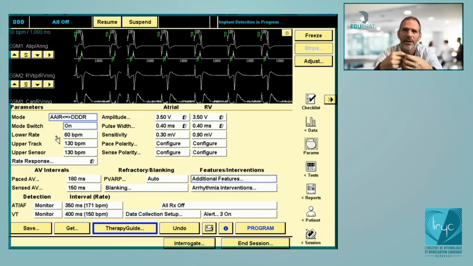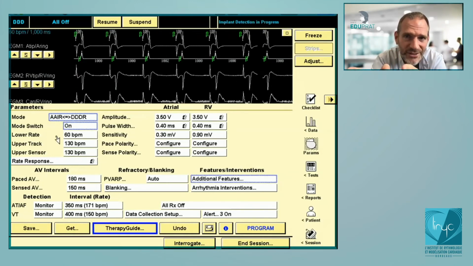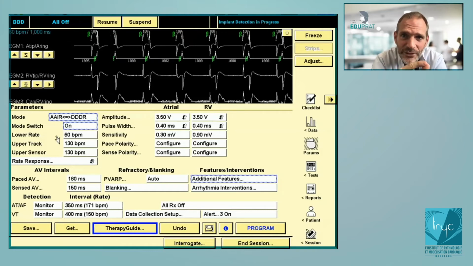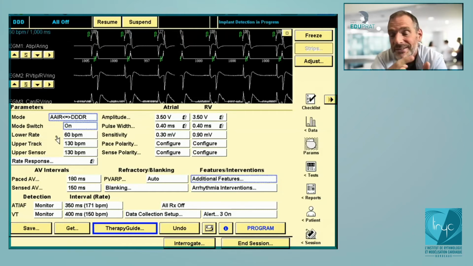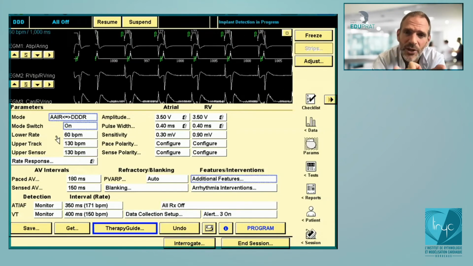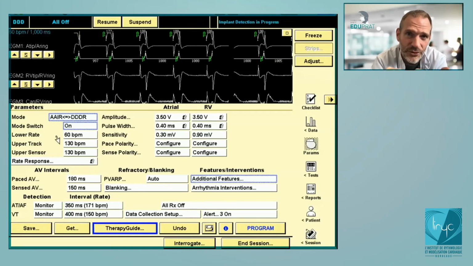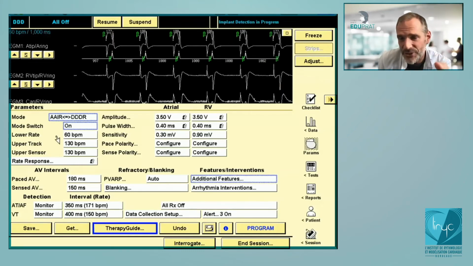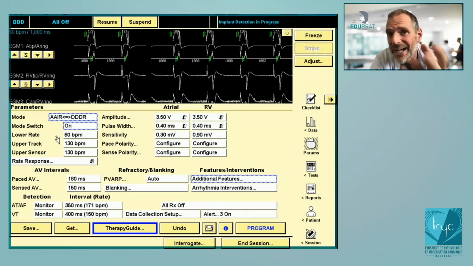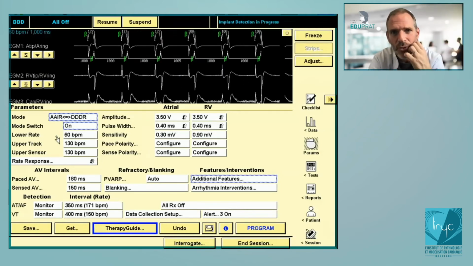Because if you are to have a problem of 2-to-1 block during exercise, you need to be fast at the level of the atrium, which is not the case in patients with sinus node dysfunction, and you need to have AV block, which is not the case either for patients with sinus node dysfunction. So when I program this patient with sinus node dysfunction, I'm not afraid at all about Wenckebach problem during exercise or 2-to-1 block during exercise.